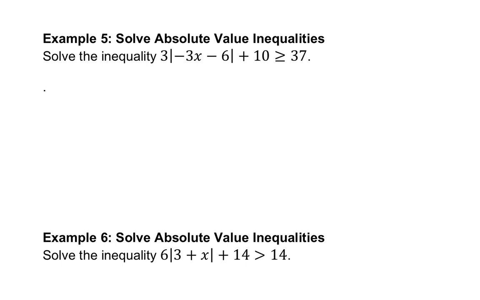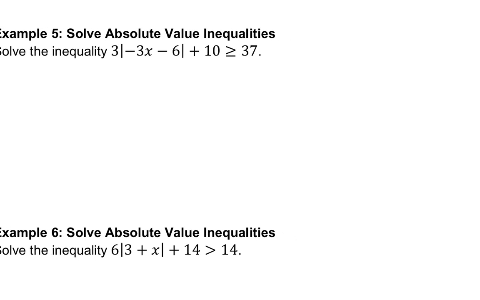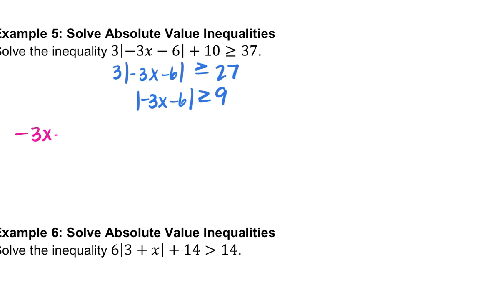So we have a lot going on. Let's just move the 10 over first. So we have negative 3x minus 6 is greater than or equal to, subtract 10, is 27. Divide by 3, so now I've got the absolute value of negative x minus 6 is greater than or equal to 9. Now that it's in the correct format, I can do this or that. Negative x minus 6 is greater than or equal to 9, or negative x minus 6 is less than or equal to negative 9.